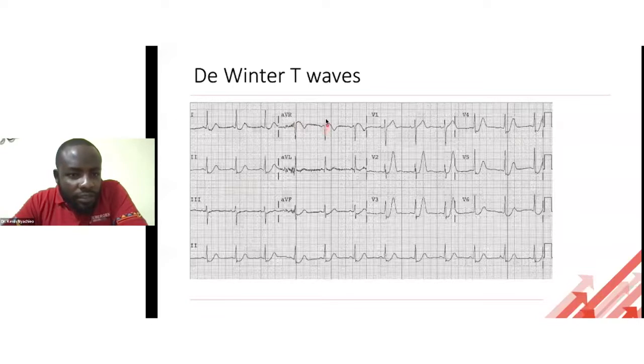Okay, a subtle ST elevation in aVR, significantly if it's more than one or two boxes, maybe more than 0.5 millimeters, just a subtle upsloping of the ST in aVR. These are what we call the winter T waves. They represent a STEMI. They represent an anterior myocardial infarction. When you see this, think about LAD occlusion.